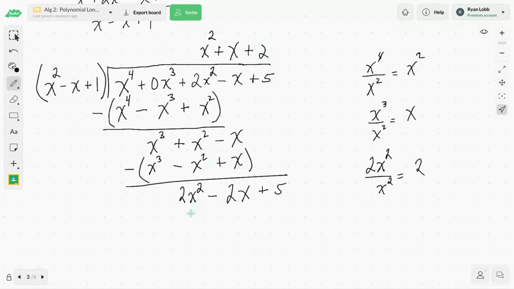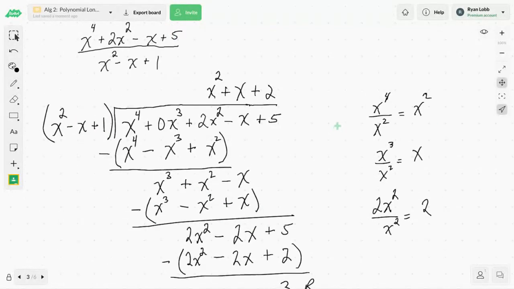Distribute 2x squared minus 2x plus 2. Right, 2 times these three terms. Everything in parentheses. Subtract 2 minus 2. Negative 2 minus a negative 2 cancels. 5 minus 2. And now you're done because this has a degree of 0. This is a degree 2. So my remainder down here, the degree of this is less than the degree of my divisor. So I'm done.